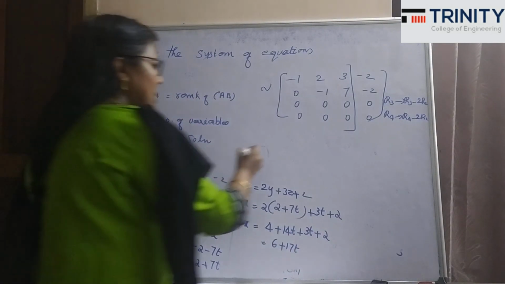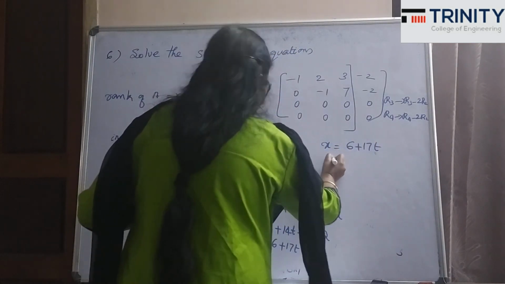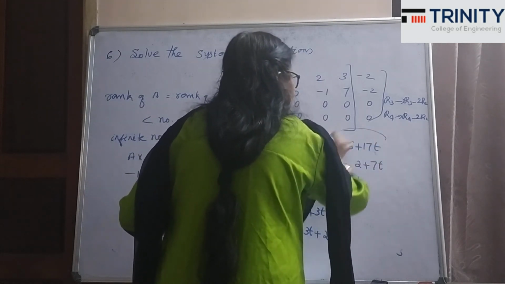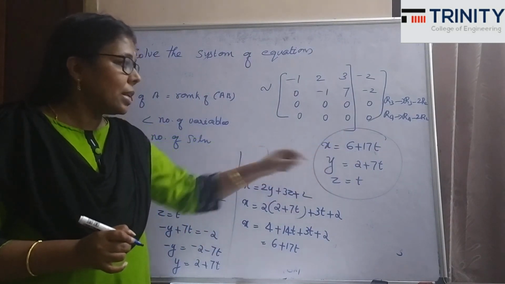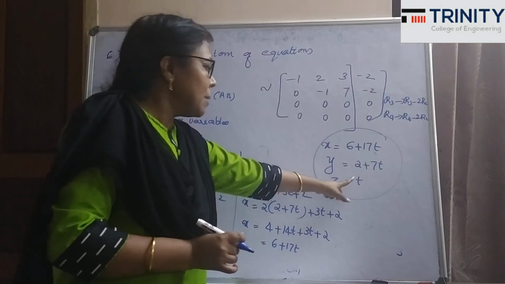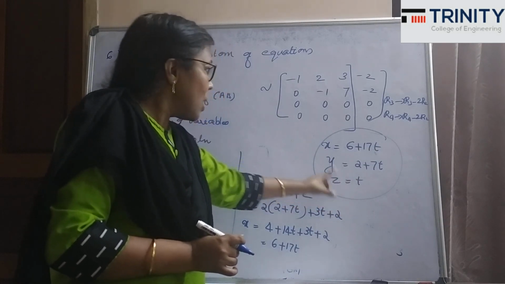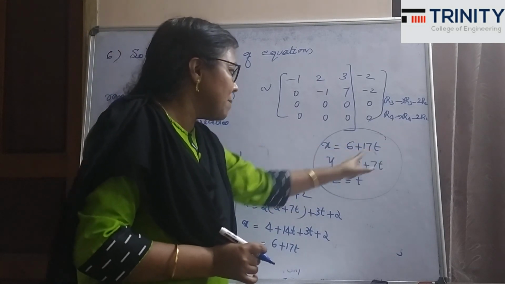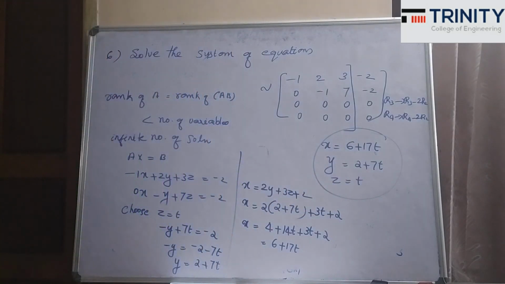We get the values for x, y and z. X equal to 6 plus 17t. Y equal to 2 plus 7t. Z equal to t. All these three values depend upon the arbitrary constant t. That is, infinite number of solutions depending upon the value of t. Our question has infinite number of solutions. That is, x equal to 6 plus 17t, y equal to 2 plus 7t, z equal to t. Okay, thank you.